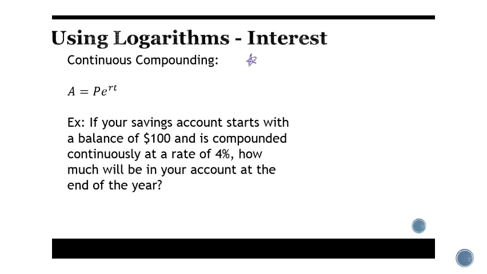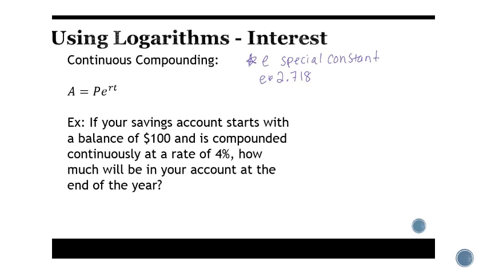So we have A equals P times e to the rt. E, you might have seen before, is a special constant like pi. And the value of e is approximately 2.718. So in this equation, P, r, t, and A all still stand for the same thing. E just replaces that (1 plus r over n) interest rate formula in the middle.